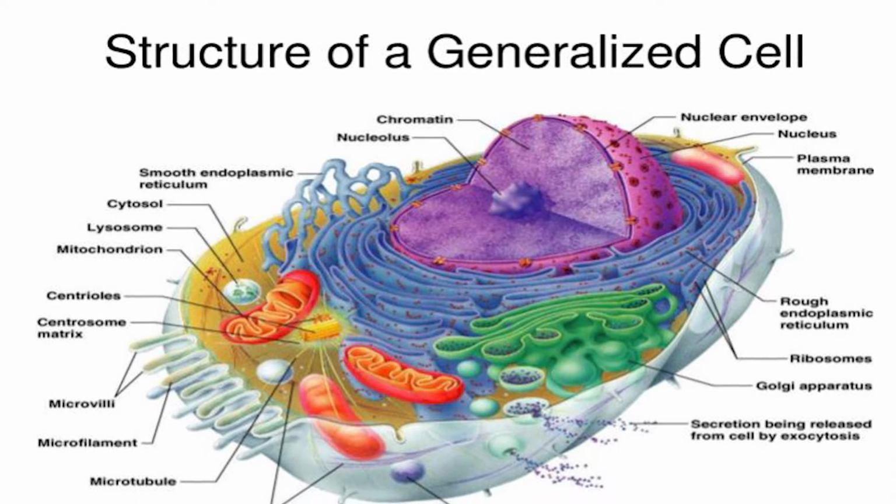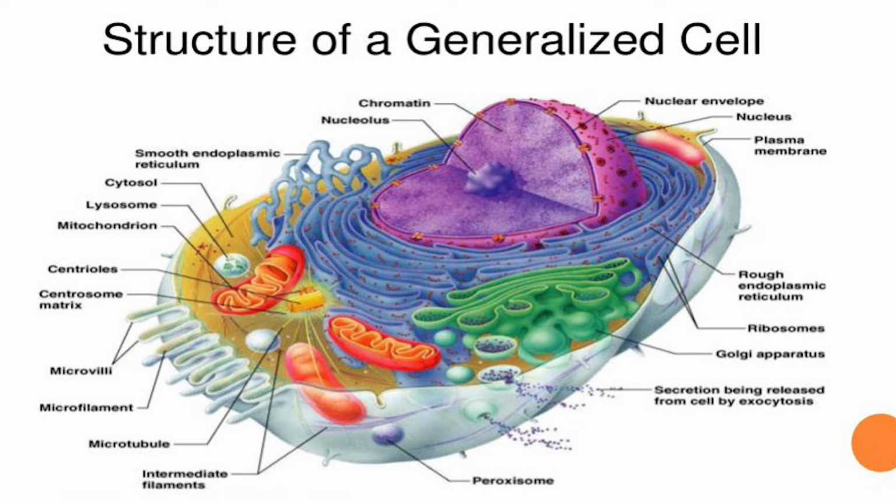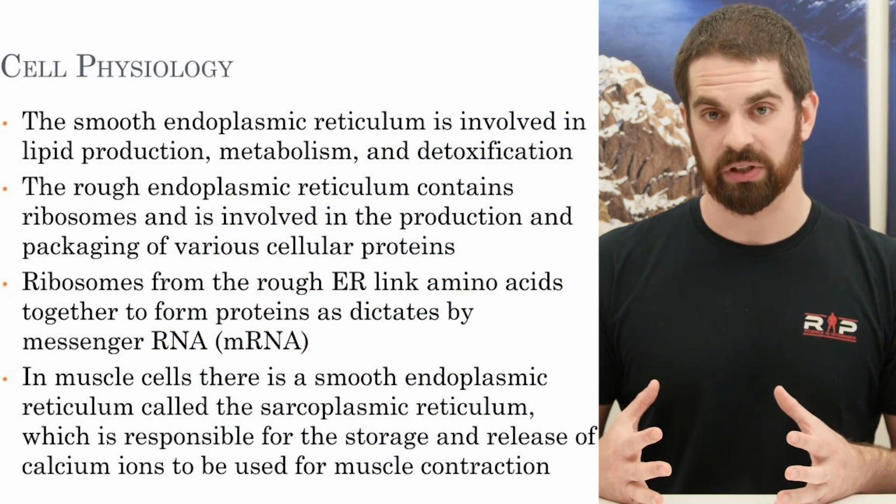What is important is the rough endoplasmic reticulum, which is an area of the cell, and you'll see it's the one that has the waves and the little bumps and dots all over it. Those little dots are called ribosomes, and that is the site where different proteins are actually packaged and made, which is really, really neat.